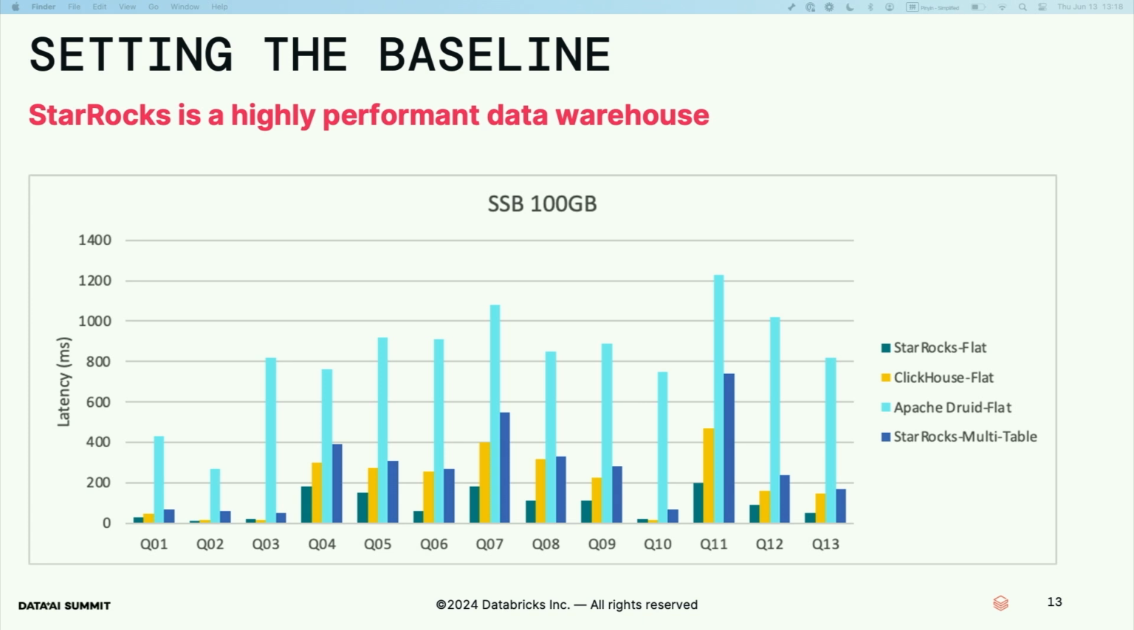But the key here is StarRocks multi-table performance is actually faster than Druid's single table performance. So joins for free, right? And almost as fast as ClickHouse single table performance. This showcases the performance of StarRocks as a data warehouse, very impressive, right?